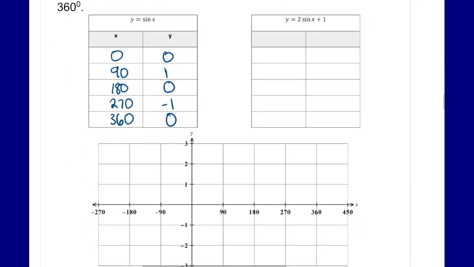So if we wanted to see what that looks like, again, just a reminder, it looks something like this. And I can repeat that if I want, because again, it's a periodic function, so it's going to continue that pattern of going up and down. So I can continue that. So that's my parent function.